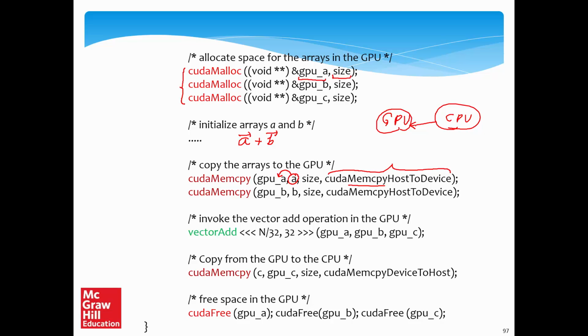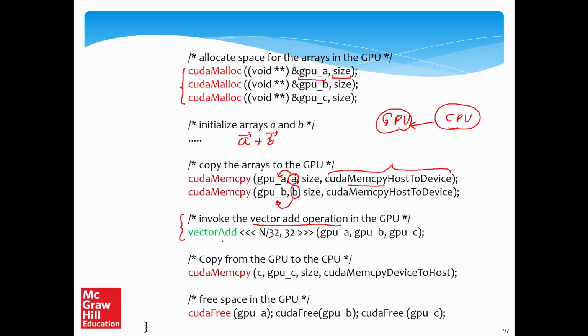Alright. And similarly for the array B, we transfer the contents of array B to GPU underscore B. What this basically means is that GPU underscore B is the place where the array is stored inside the GPU, and we have already created space for it using cudaMalloc. So we transfer size bytes again from the host to the device. Once we have done that, the next step is to invoke the vector addition operation inside the GPU.